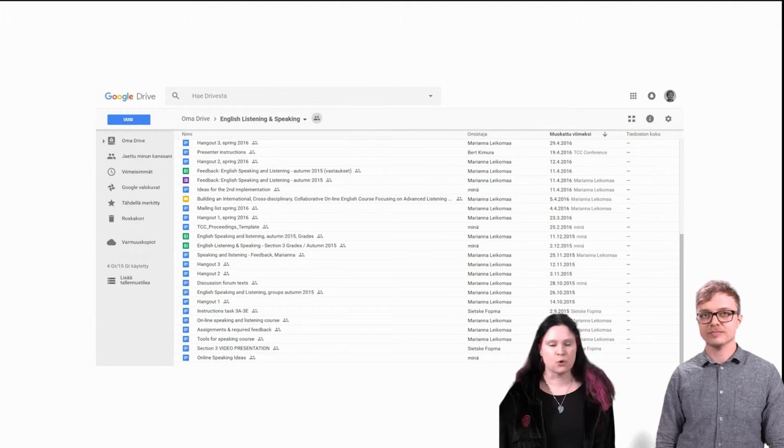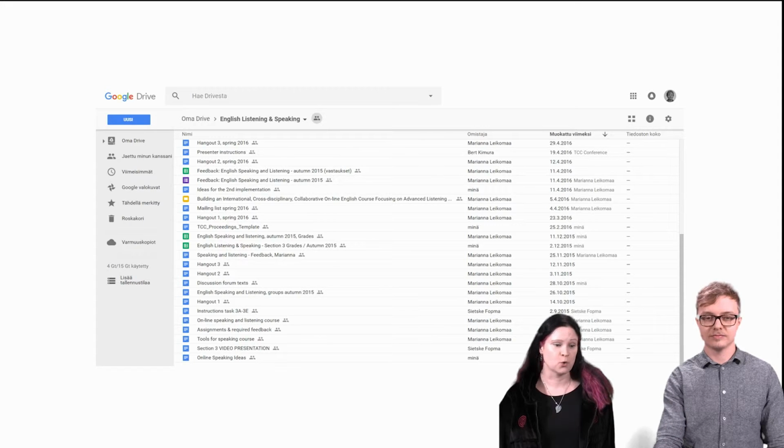And here we have a rather boring slide of our Google Drive, basically sharing everything with everybody. That was really the key here, both with the students and when working together here.